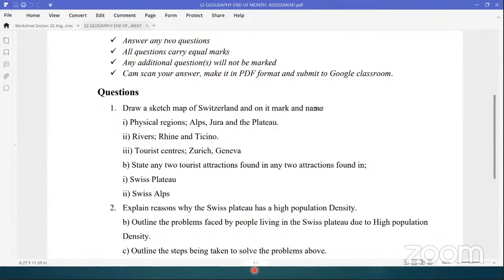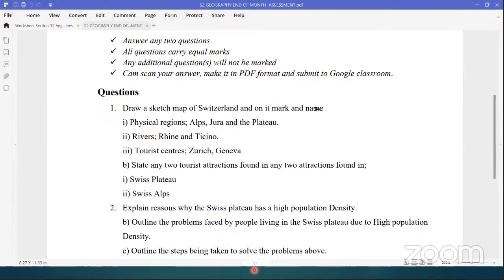Hello? Teacher. Yes. There is presence of infrastructures which help in the transportation of goods. Thank you. The Swiss Plateau has a well-developed transport network of road, of rail, and air. And this one enables transportation of goods and even people to their places of work.